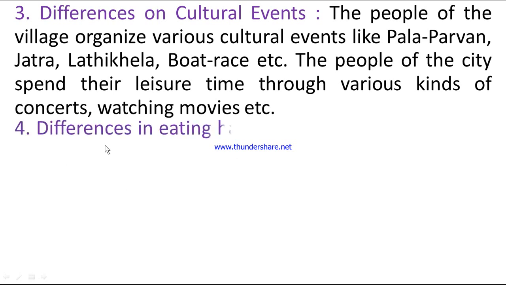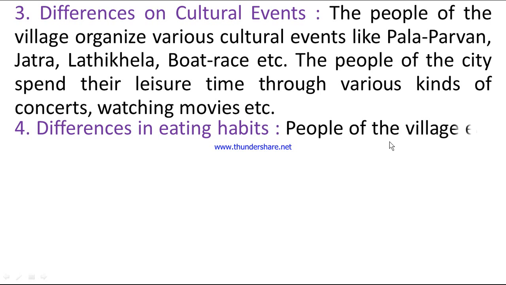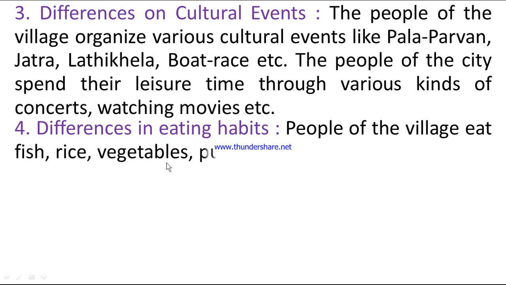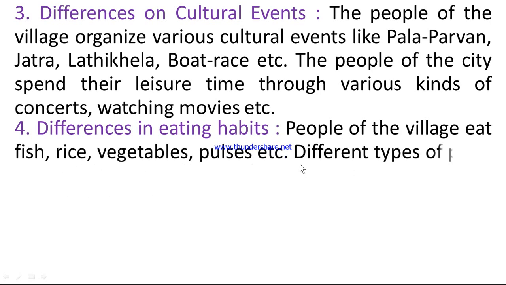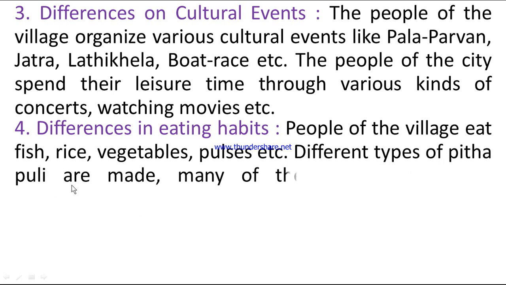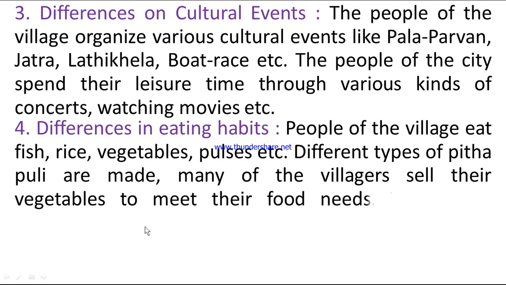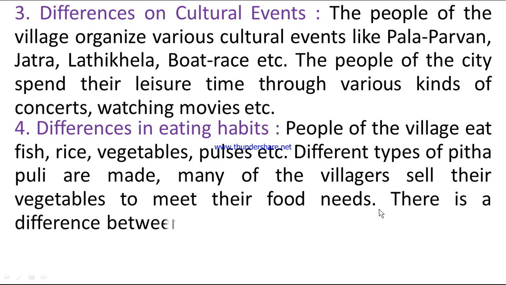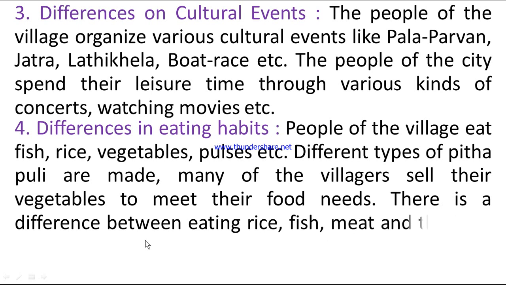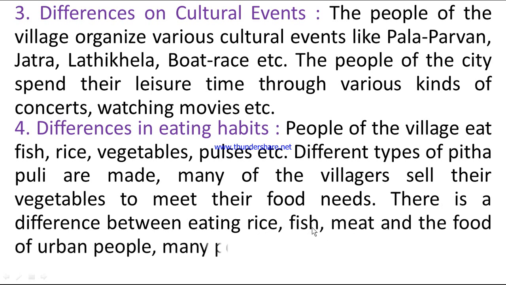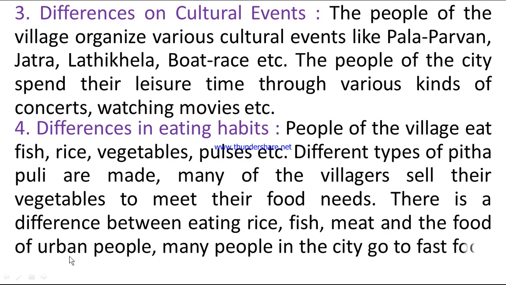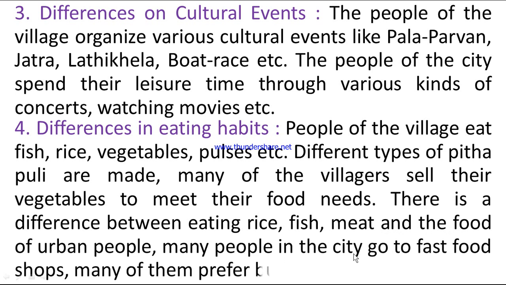Number four, differences in eating habits. People of the village eat fish, rice, vegetables, pulses, etc. Different types of pitha puli are made. Many of the villagers sell their vegetables to meet their food needs. There is a difference between eating rice, fish, meat and the food of urban people. Many people in the city go to fast food shops. Many of them prefer burgers, sandwiches, etc.